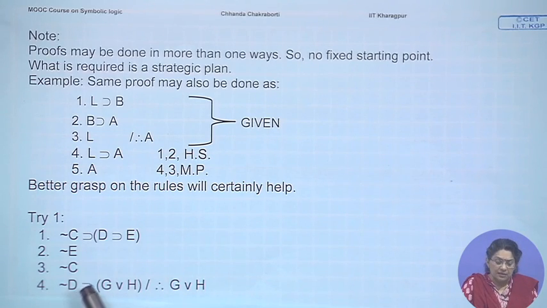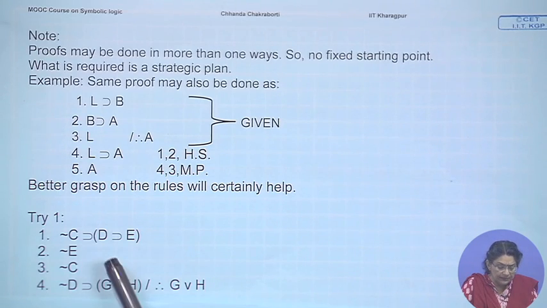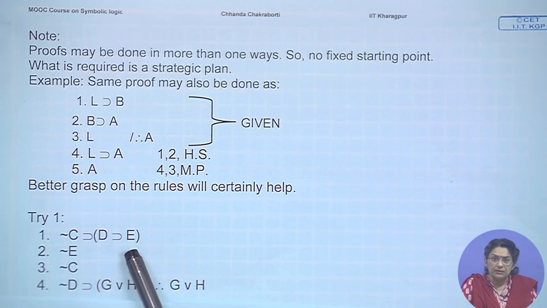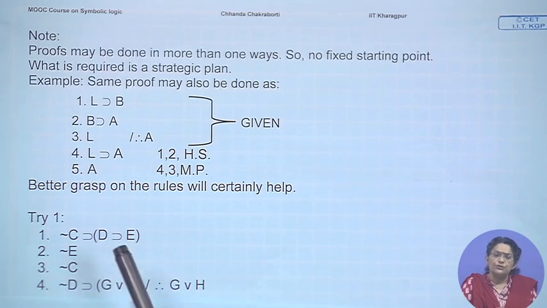Where is D? D is right here. D is here, but what we need is not D. Can you see any opportunity of getting a not D? Well, if you recall your rules very well, this is why we say that you need to know your rules really well. You know that if you have D horseshoe E, if that can be somehow separated out, pulled out, and if you also have not E, then there is a rule that will help you to get not D. Which rule is that?